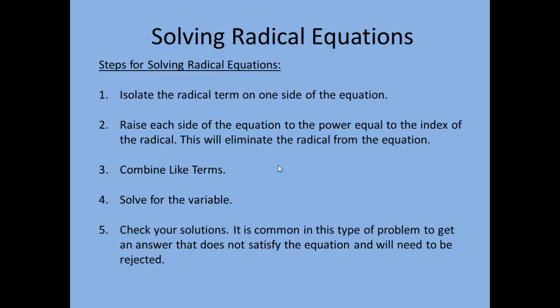Step 5 is very important. You want to check your solutions here. It's very common in this type of problem that you get an answer that doesn't actually satisfy the original equation. It doesn't mean you did anything wrong. By the nature of how we're solving these, it creates solutions that aren't true or that don't work in the original equation. So we'd have to reject those answers. Let's take a look at some examples.